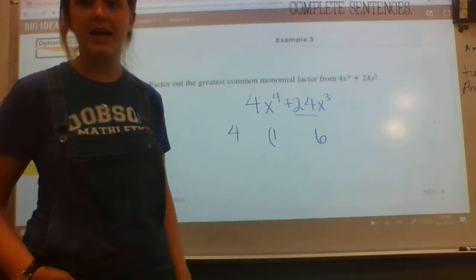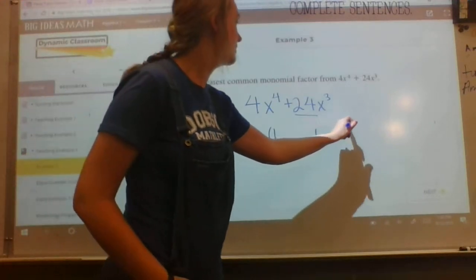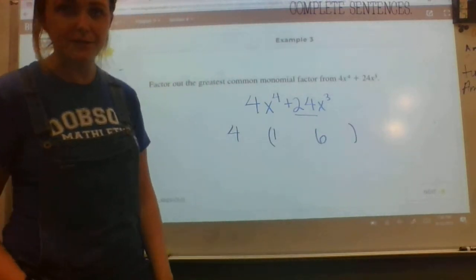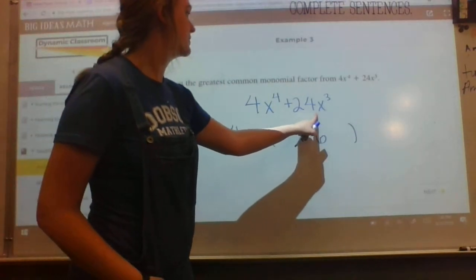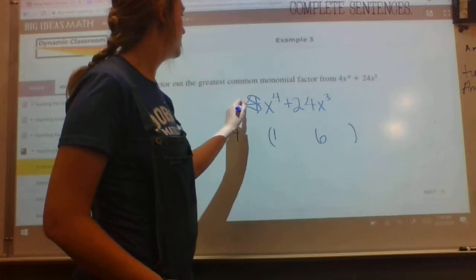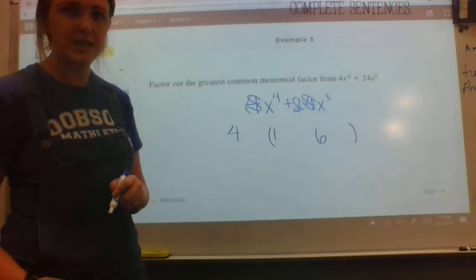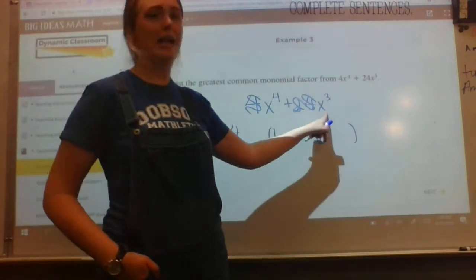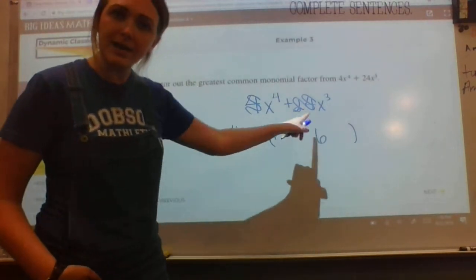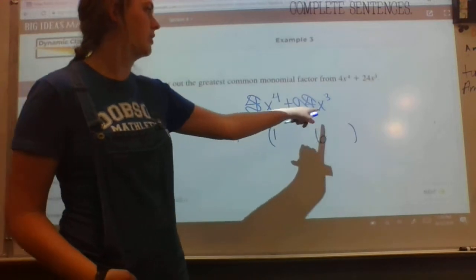I'm leaving space because I haven't done anything with the x's yet. So I got some x's to fill in here. So that's the numbers. I just got rid of this 4 and this 24. I'm going to cross them off so I don't accidentally do it twice. Now I have x to the 4th and x to the 3rd. Well, how many x's do these have in common? This one has 4, this one has 3.